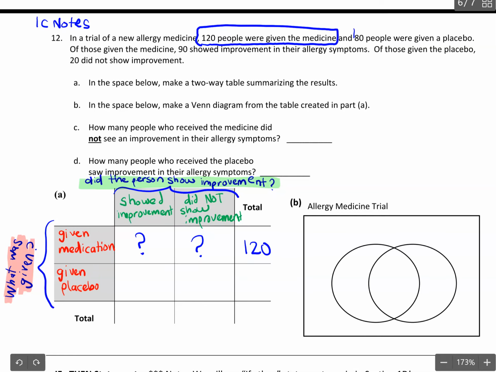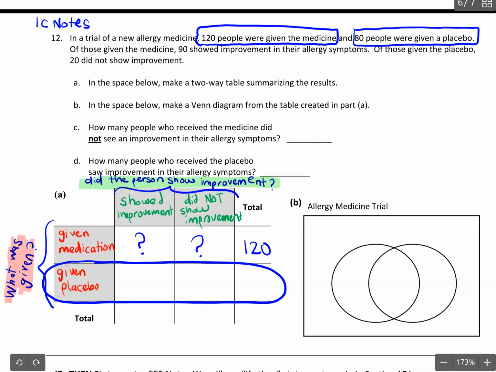Then we're told 80 people were given the placebo. Again, we don't know whether those 80 people improved or not. We just know they were given the placebo. Well, everyone in the second row was given the placebo. Some of those people given the placebo improved and some did not, but there were 80 total. So I'm going to record 80 in the total column and the given placebo row.